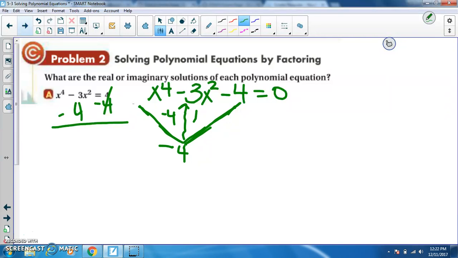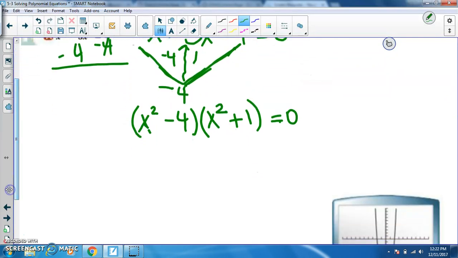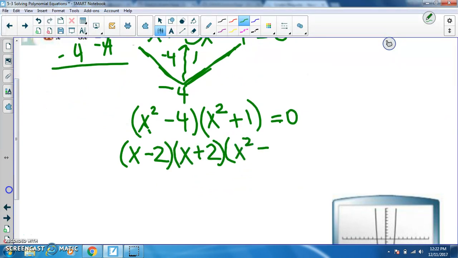Now when I'm making my factors, I'm not going to write x, I'm going to write x squared because we want it to be equal to x to the 4th. So x squared minus 4 times x squared plus 1 equals 0. I can continue factoring, and I would get x minus 2 times x plus 2 times x squared plus 1 equals 0.